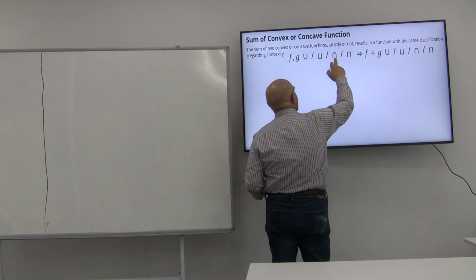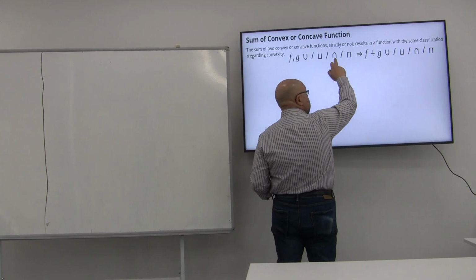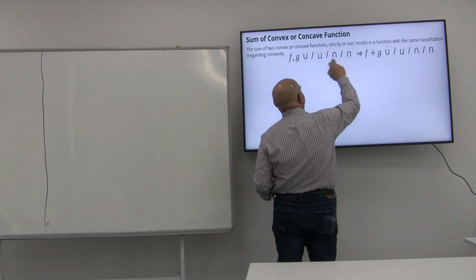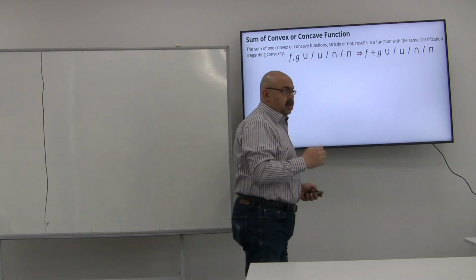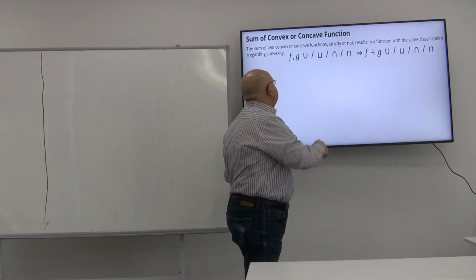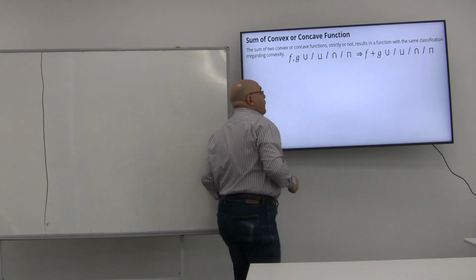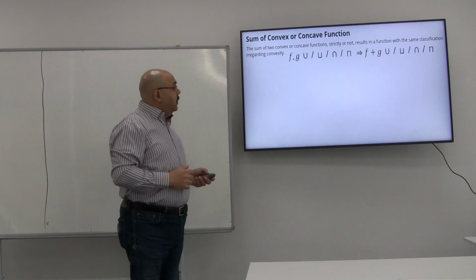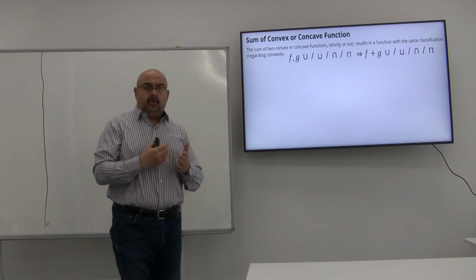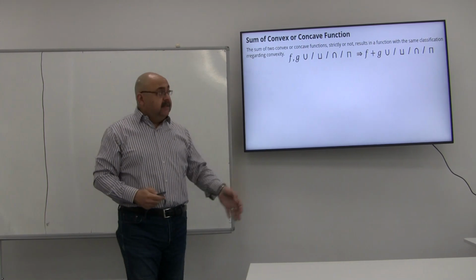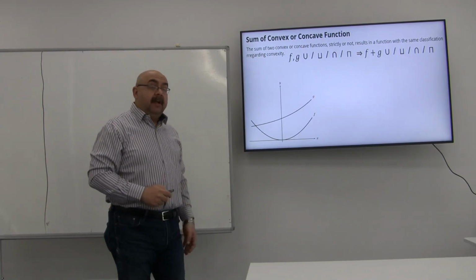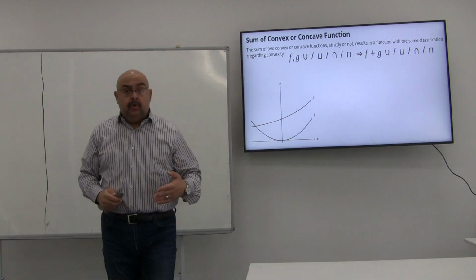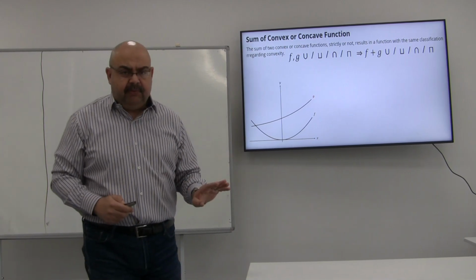So this symbol stands for strictly concave functions, and that symbol for concave functions. This symbol stands for strictly convex functions, and in the same way this symbol symbolizes the case of convex functions. So once you add two functions of the same type, the result would also be the same type. The explanation is very, very direct, very simple, and also the proof is direct, straightforward.